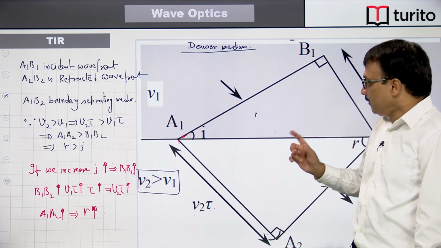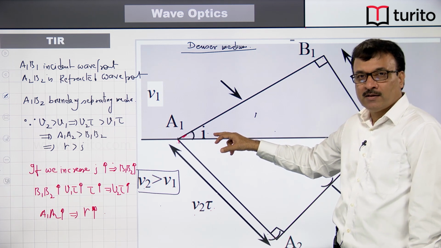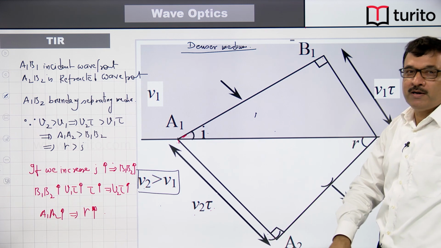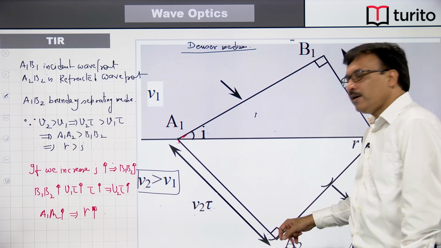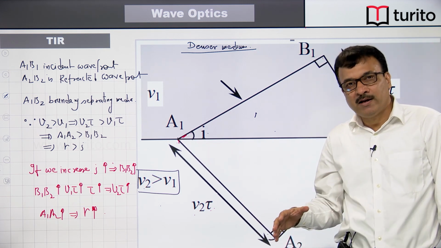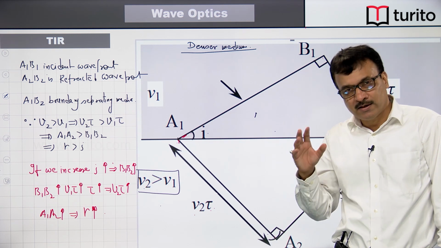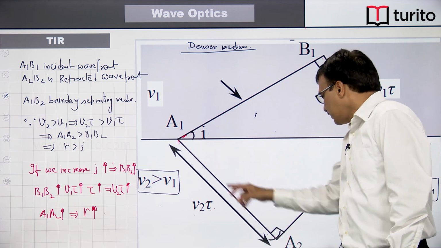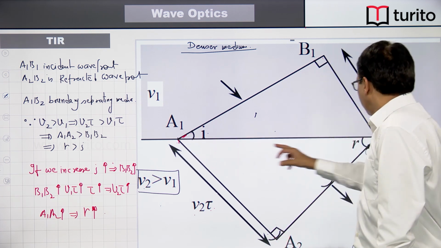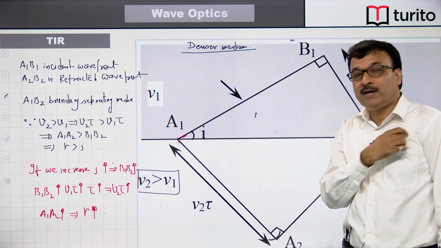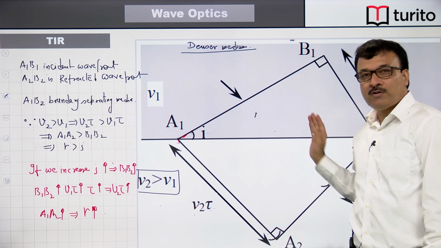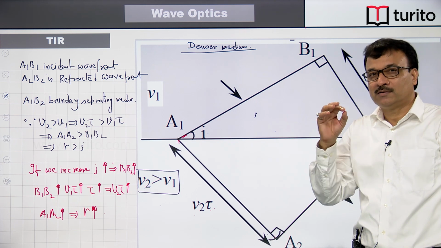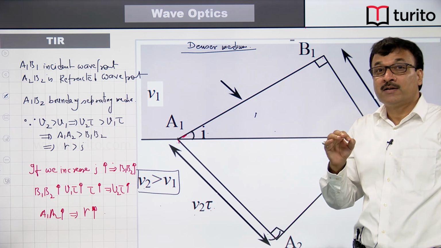And if we keep on increasing I, it results in increasing R, and subsequently it increases the distance A1 A2. At a particular value of the angle of incidence, this A1 A2 becomes equal to A1 B2, that is, this side of the triangle becomes equal to the hypotenuse, and this is the condition which we call the condition of critical angle.